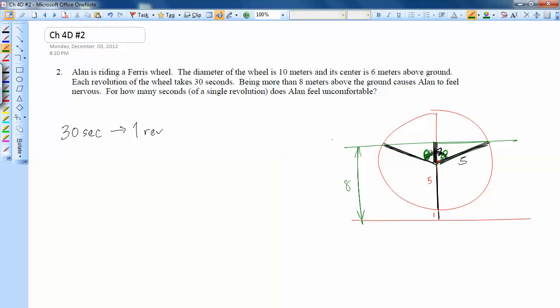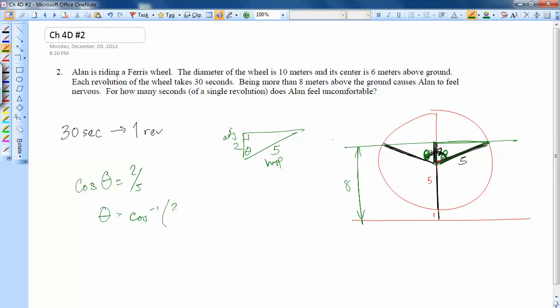And using right triangle trig, if I show you that triangle by itself, this part's 2, this part's 5, this part's theta. Well, this is the adjacent side and this is the hypotenuse. So I can set up cosine theta equals 2 over 5. Theta is going to be cos inverse of 2 over 5, and that comes out to be about 66.422 degrees, which you should probably store, right?